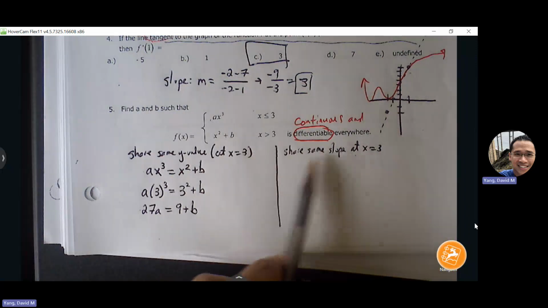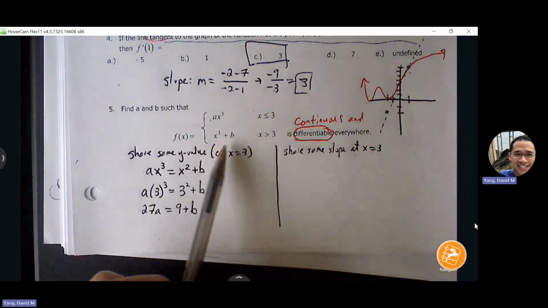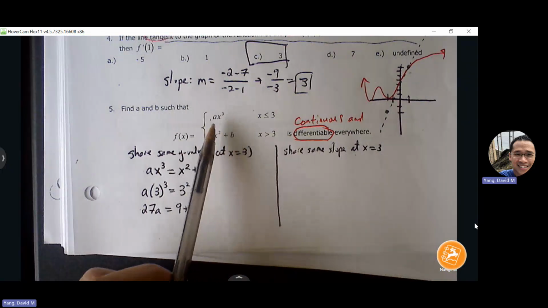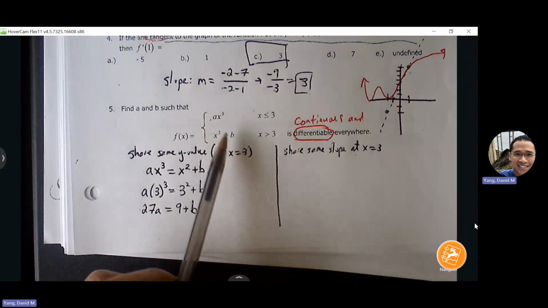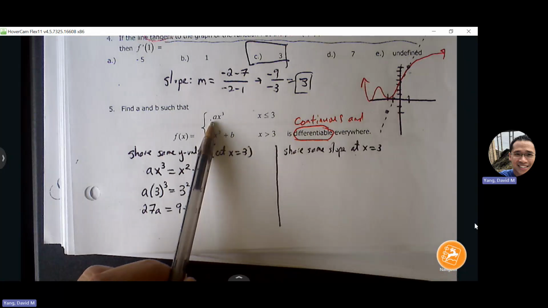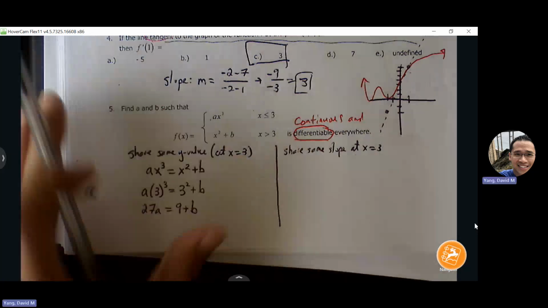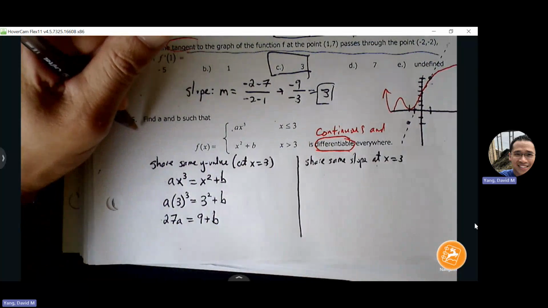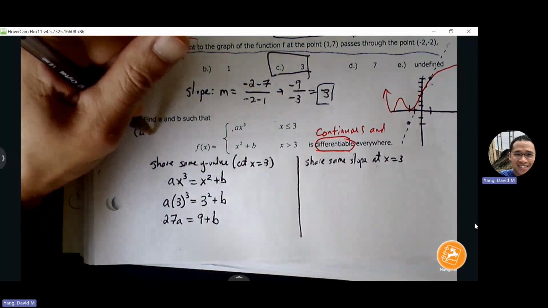So if I wanted to share the same slope, I first have to find the what? Derivative. And something we ought to keep in mind is that A and B are not variables. A and B are constants. So you treat A and B like how you would constants. Why is A constant? Yeah, sorry, it did not specify here. But on the test, I will say A and B are constants.